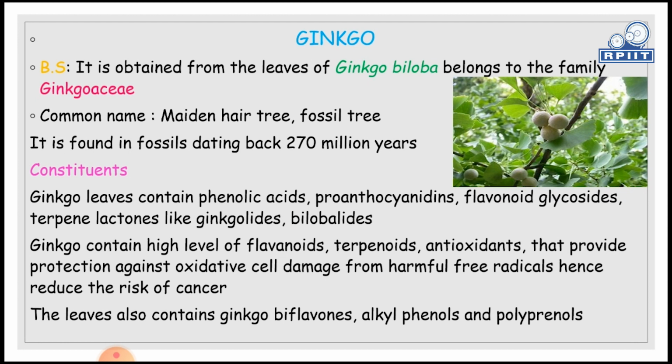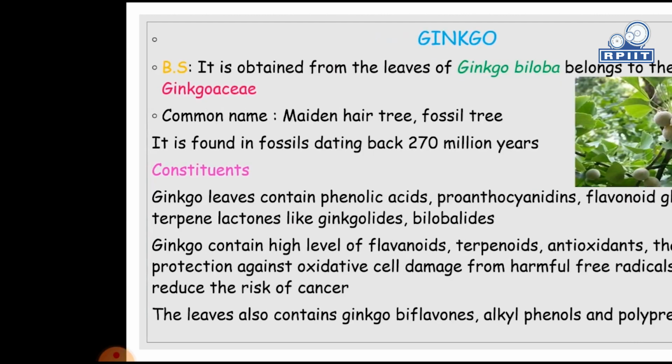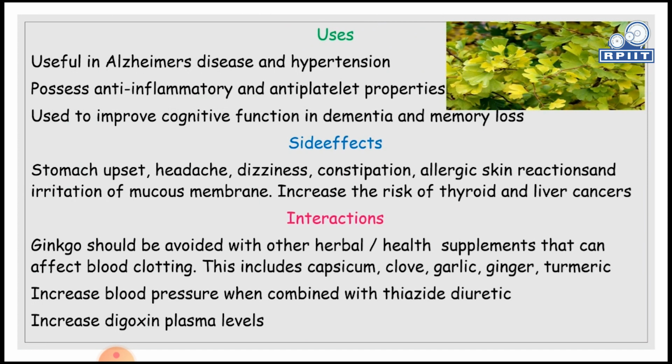Here are some of the drugs, like ginkgo. It is a very common herb which is used as a cholesterol-lowering drug. This ginkgo is also useful in antihypertension and it is used in Alzheimer's disease. But it has severe side effects if taken with some herbs like clove, garlic, ginger, or turmeric. Increased dizziness and constipation occur when they are taken with these drugs.